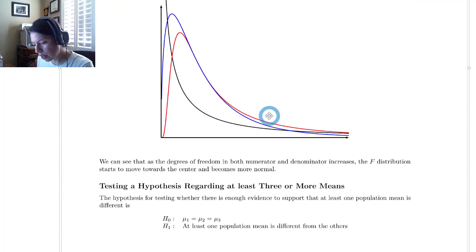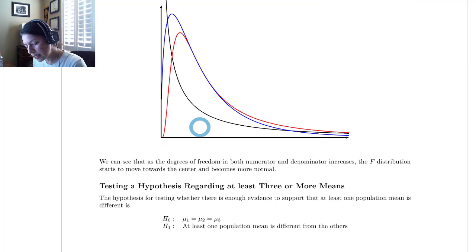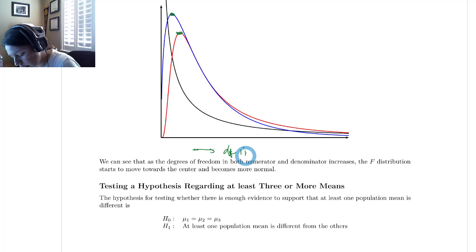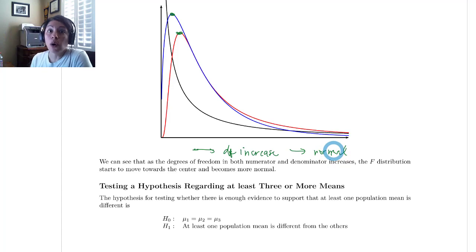Here's an example of the curve. We can see that as the degrees of freedom increase, the peak moves from here to here to here, and as the degrees of freedom keep increasing, the curve is eventually going to get to be normal. But the degrees of freedom would have to be quite large in order to reach there. That's why we just automatically use the F distribution.